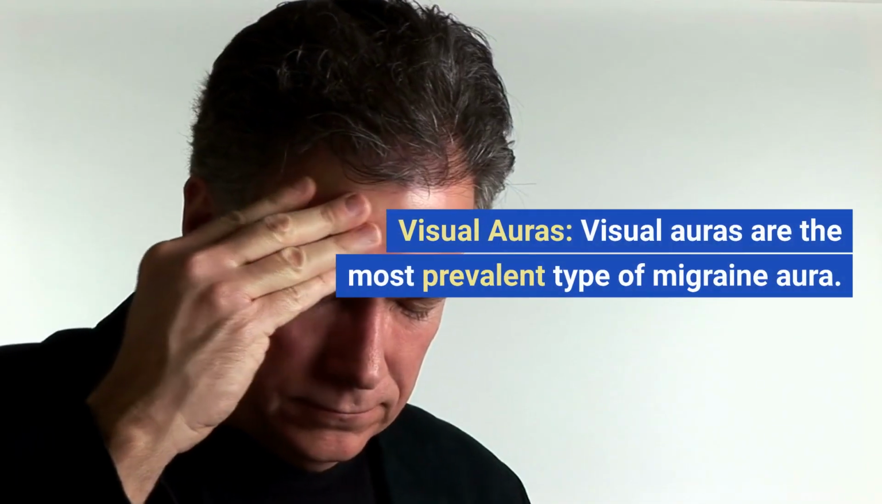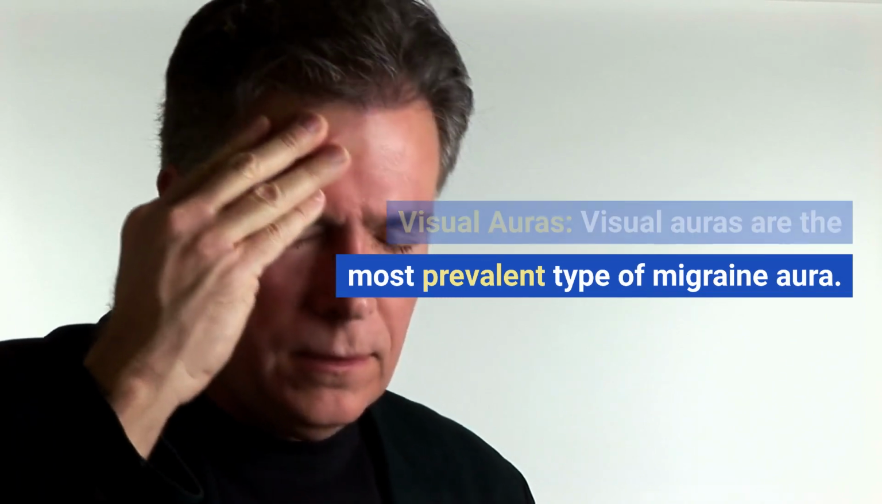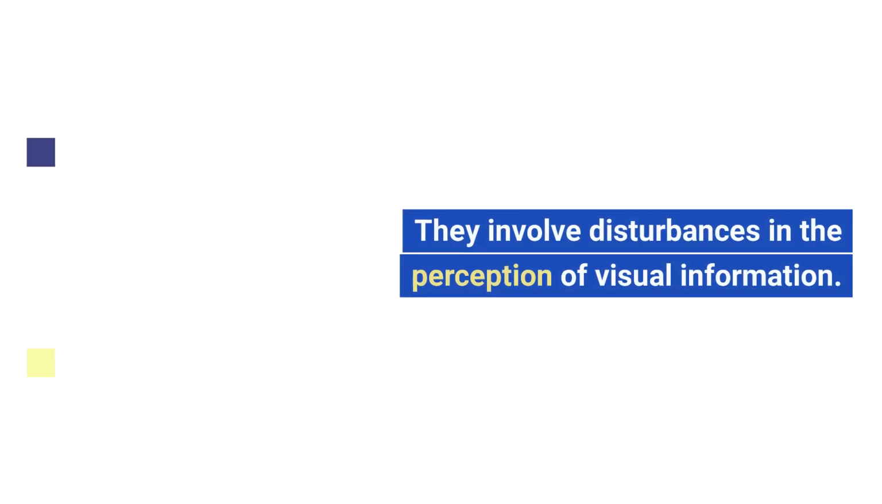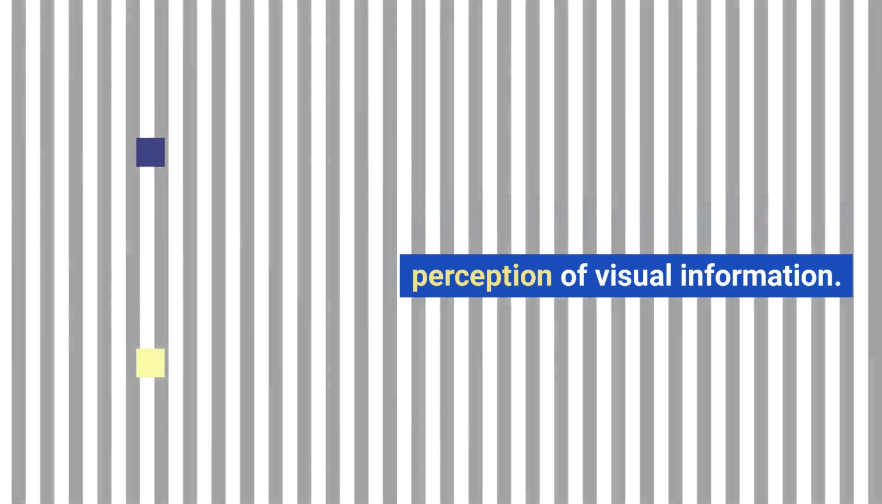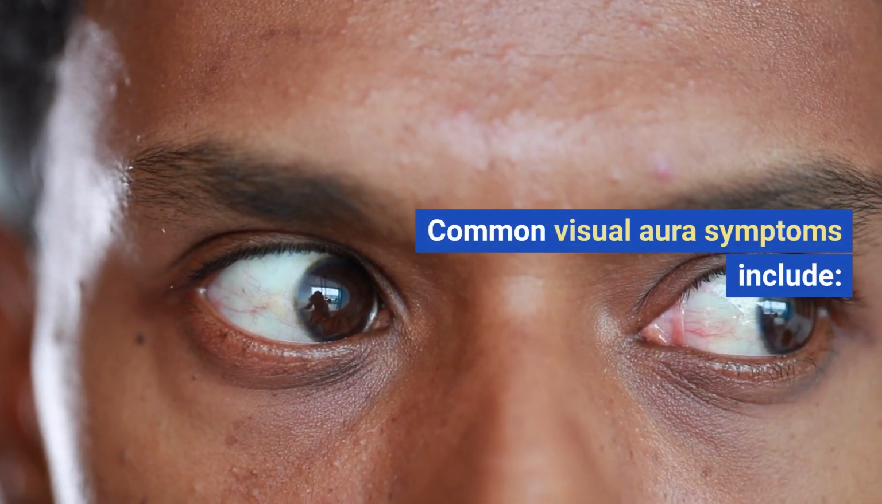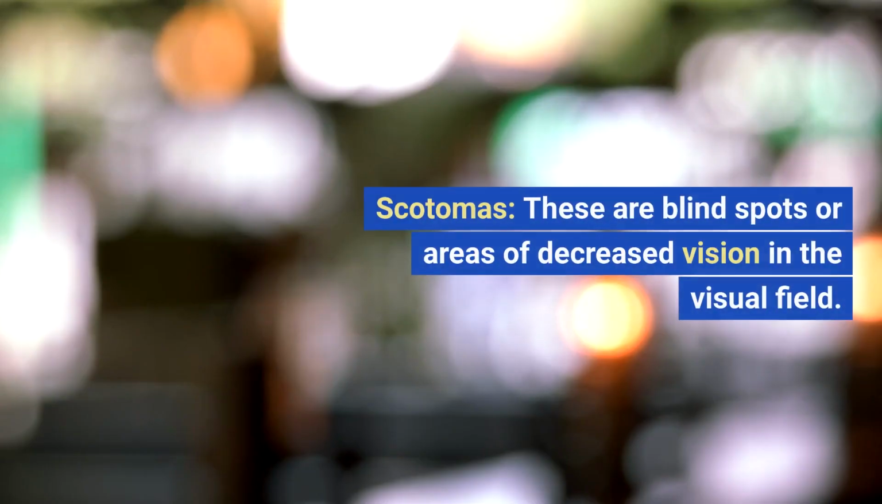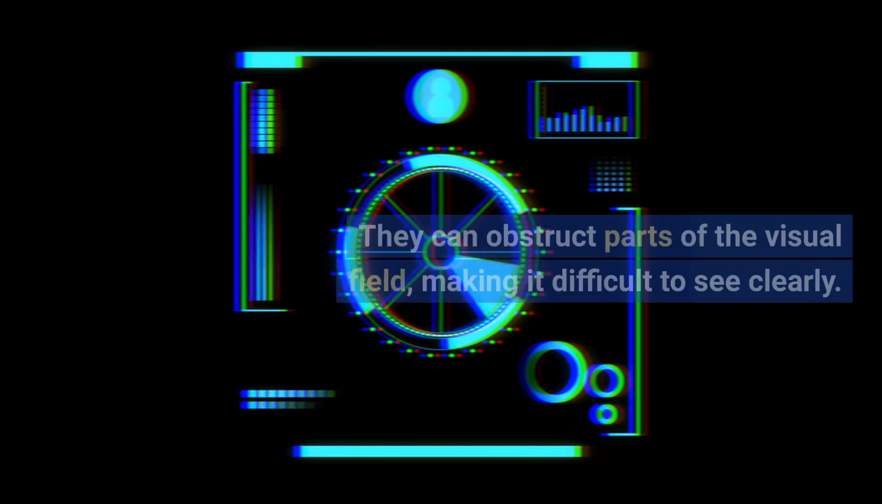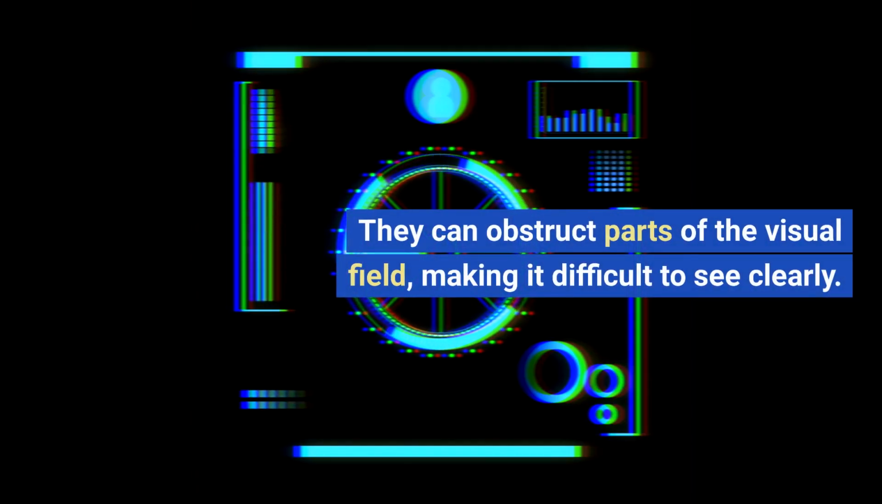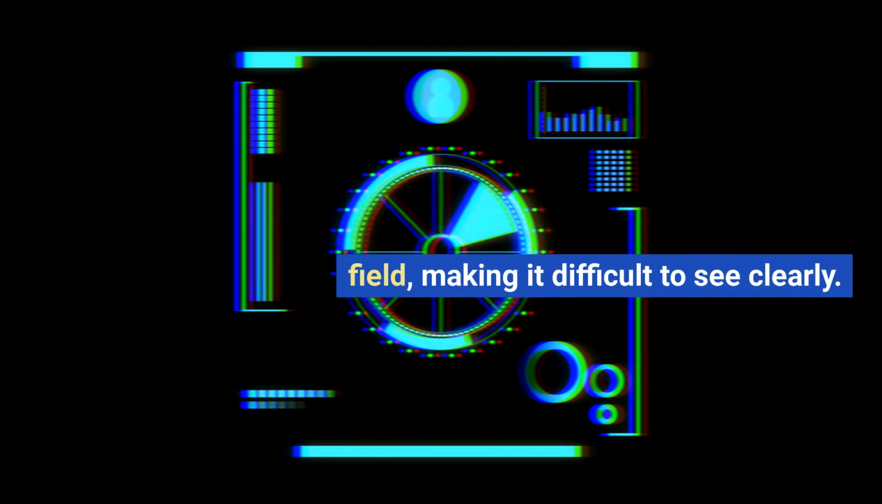Visual auras. Visual auras are the most prevalent type of migraine aura. They involve disturbances in the perception of visual information. Common visual aura symptoms include scotomas. These are blind spots or areas of decreased vision in the visual field. They can obstruct parts of the visual field, making it difficult to see clearly.